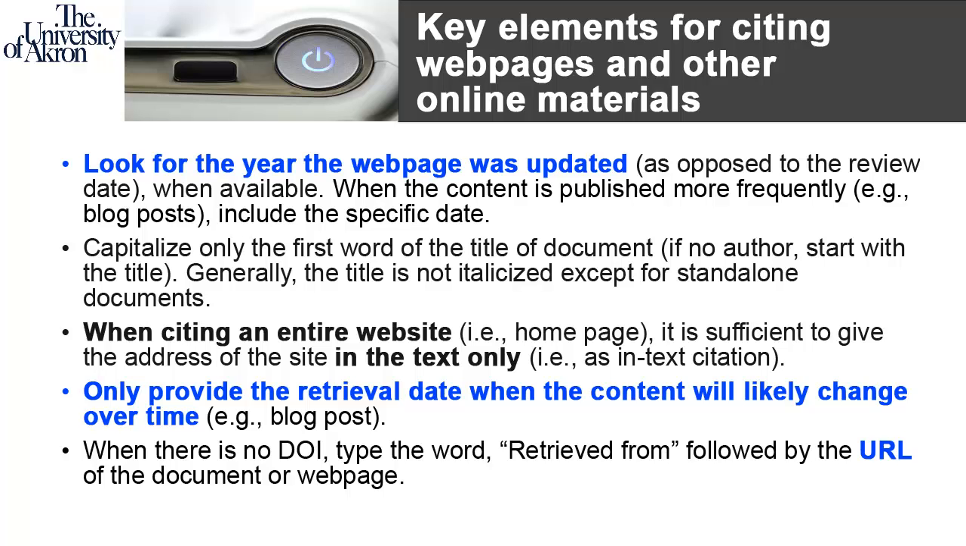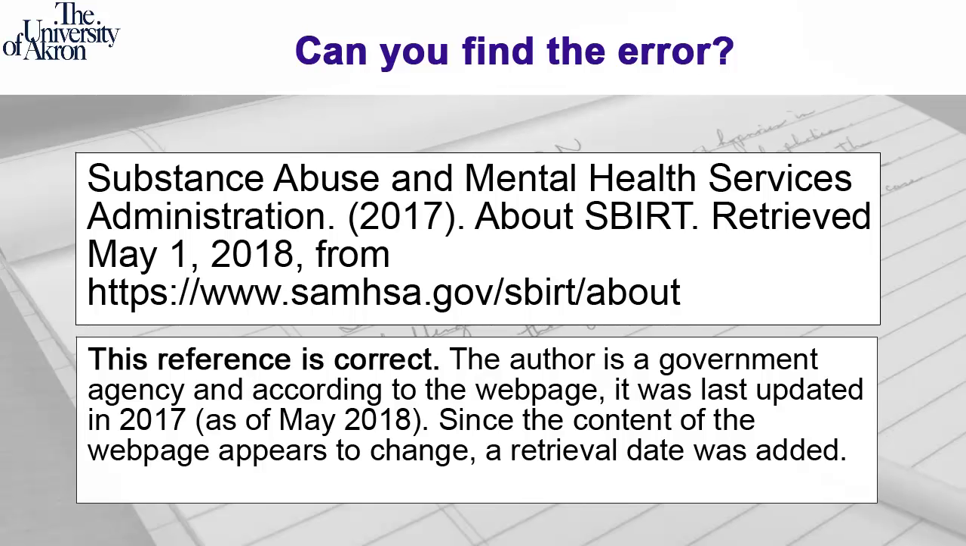Now that you have reviewed some guidelines, how well will you do in finding mistakes in a citation? Let's find out. We are going to put a reference in the next slide. Your job is to figure out if there is anything wrong and how to fix it. This reference is correct. But why?